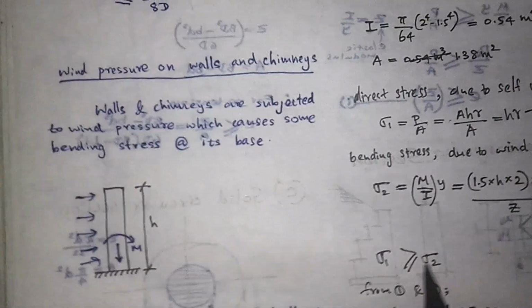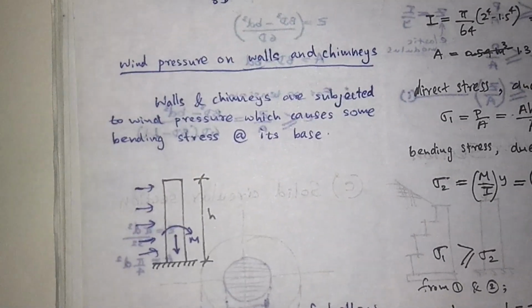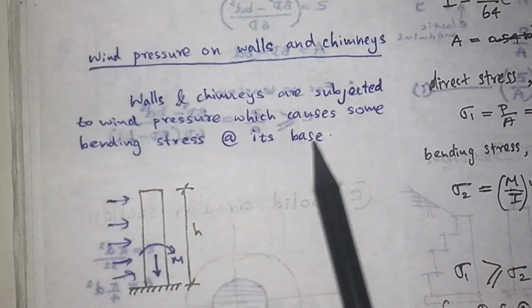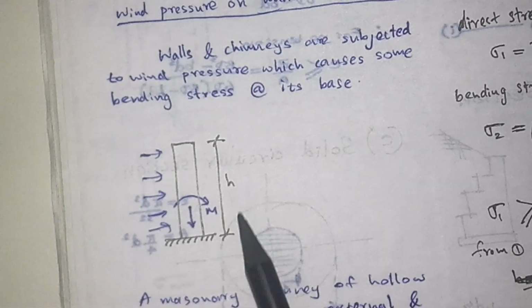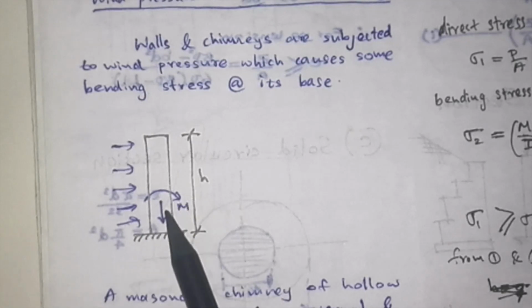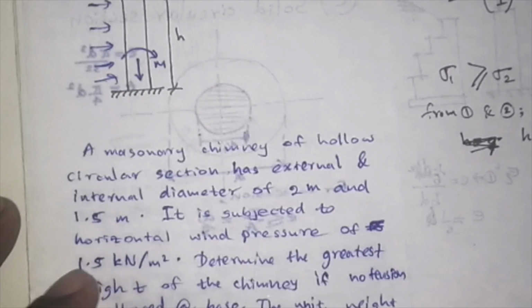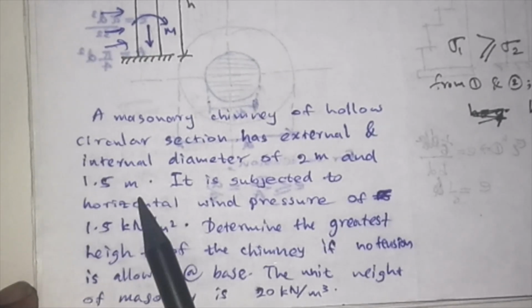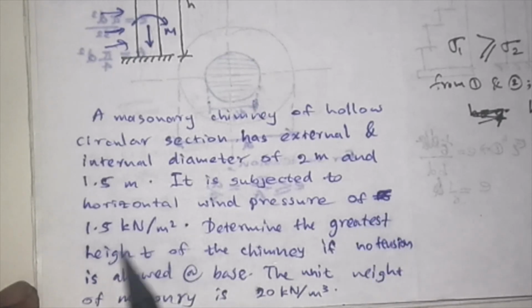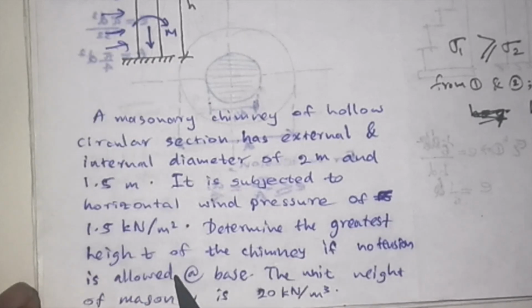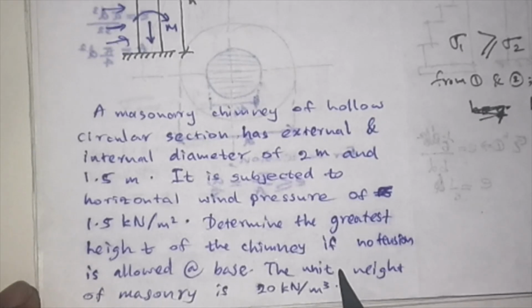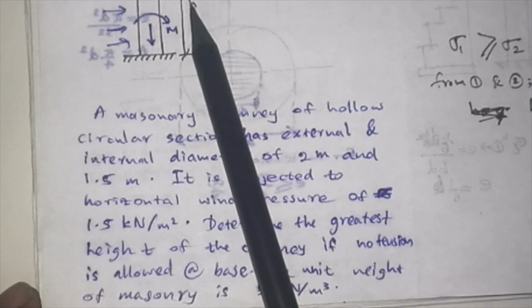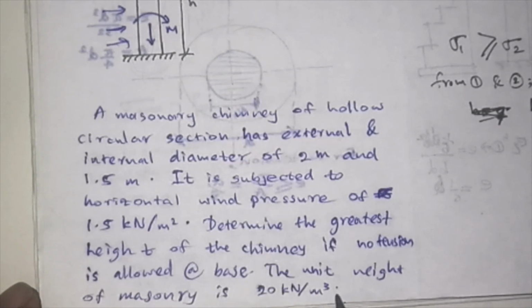So let's consider another example. Wind pressure on walls and chimneys. Right? Walls and chimneys are subjected to wind pressure, which causes some bending stress at the base. This is the chimney. Its height is h. Its loads are an axial force, bending moment, and horizontal load. A masonry chimney of hollow circular section has external and internal diameters of 2 meters and 1.5 meters. It is subjected to horizontal wind pressure of 1.5 kilonewton per meter square. Determine the greatest height of the chimney if no tension is allowed at the base, in order to not generate tension from the bending. You have to find the h at the base. The unit weight of masonry is 20 kilonewton per meter cube.